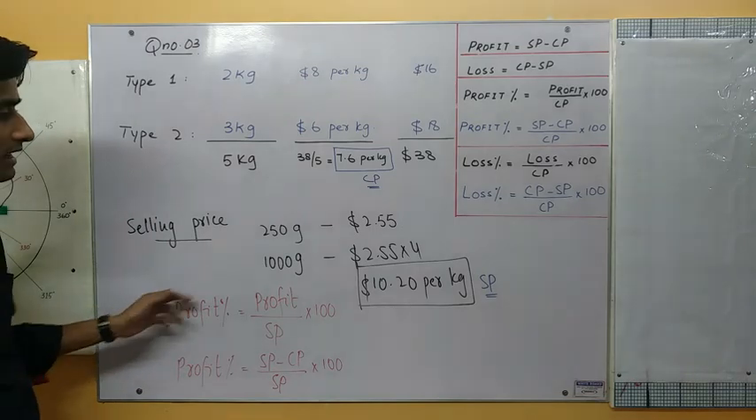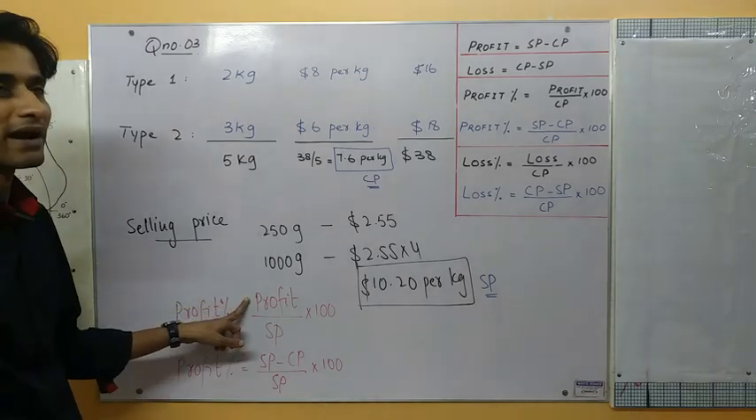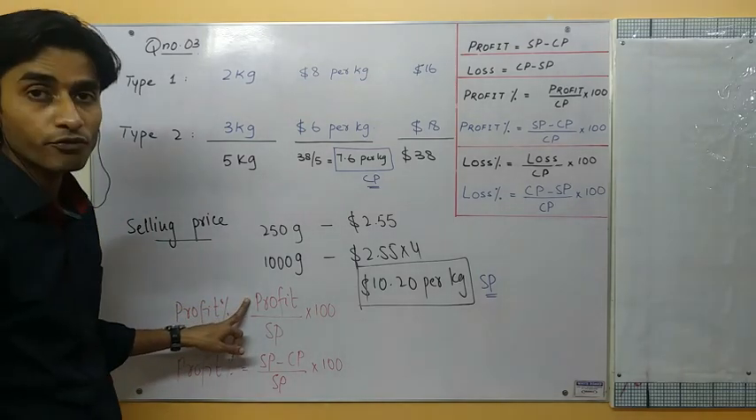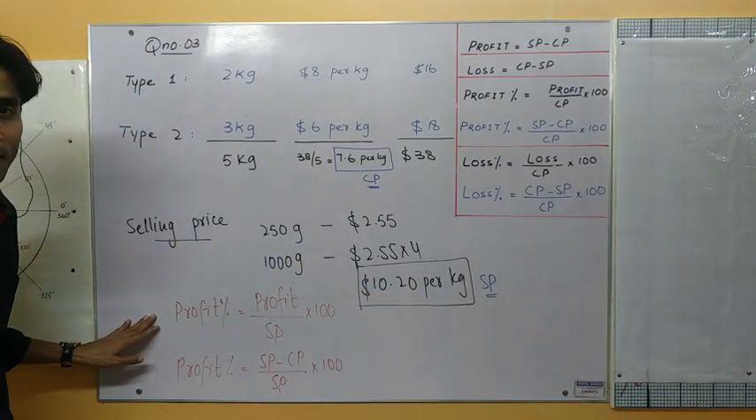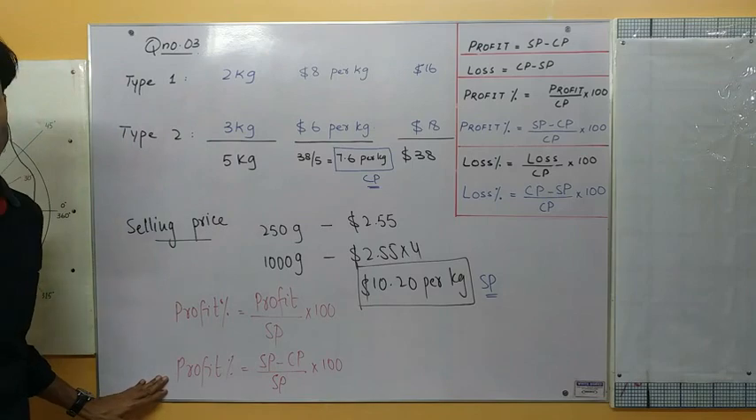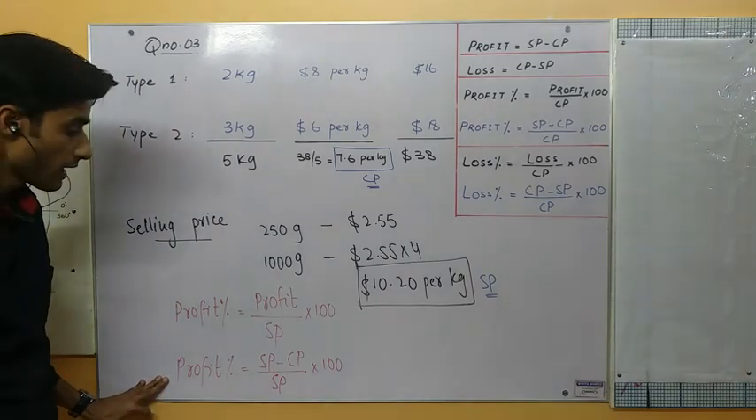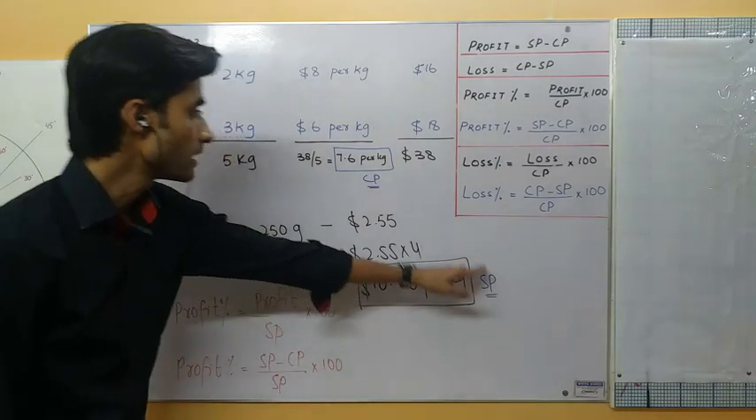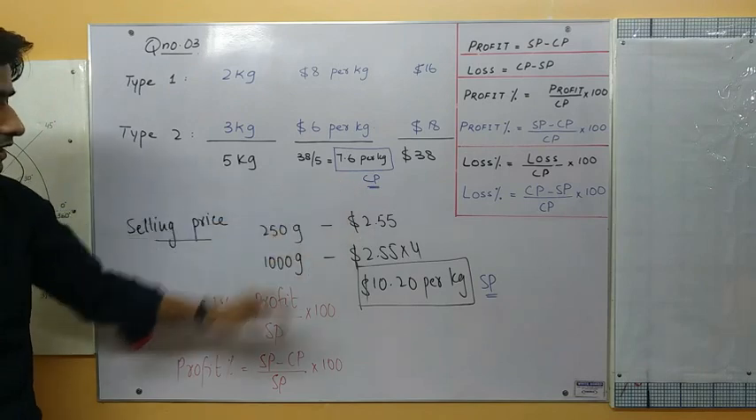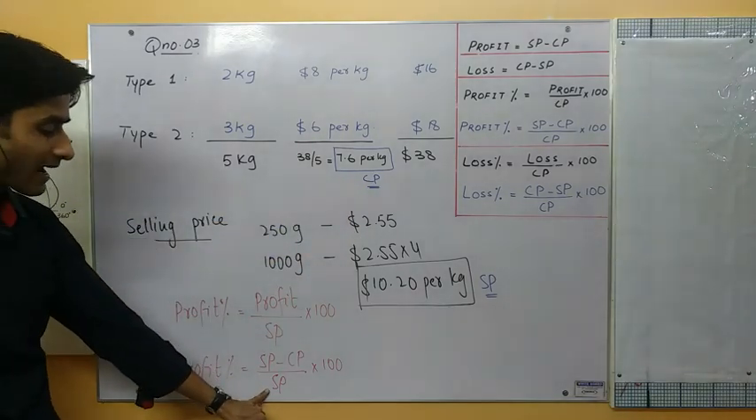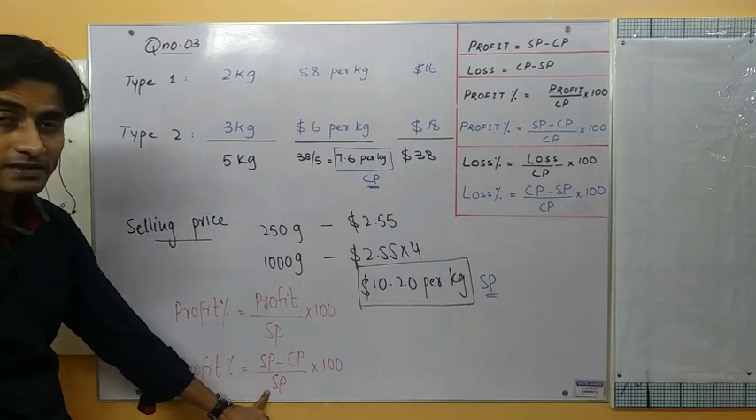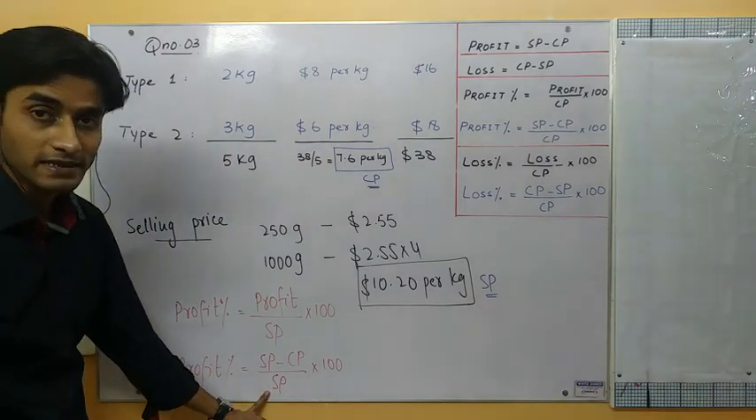You could have used this one if you knew the profit, but right now you don't know the profit. Either you find out the profit separately first and then use this formula, or if you want you may just use this formula directly over here. You have the selling price, you have the cost price, and you have to find out the profit as a percentage over selling price. That is why I have used selling price in the denominator in this case.